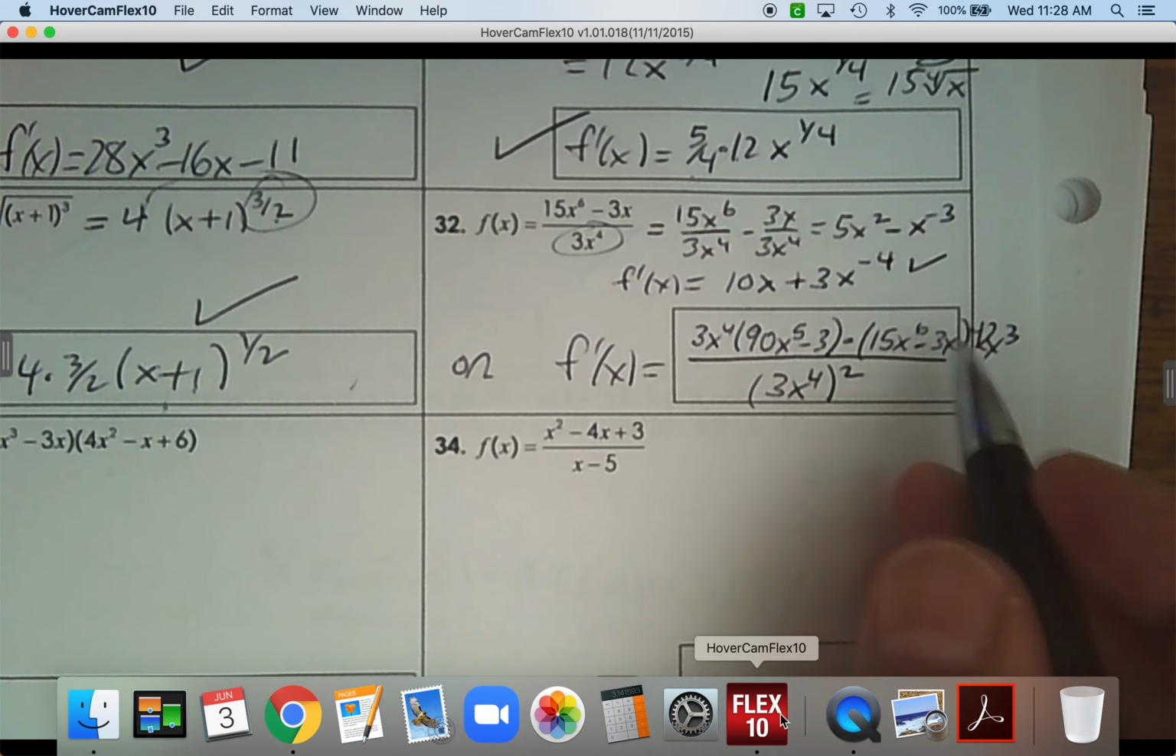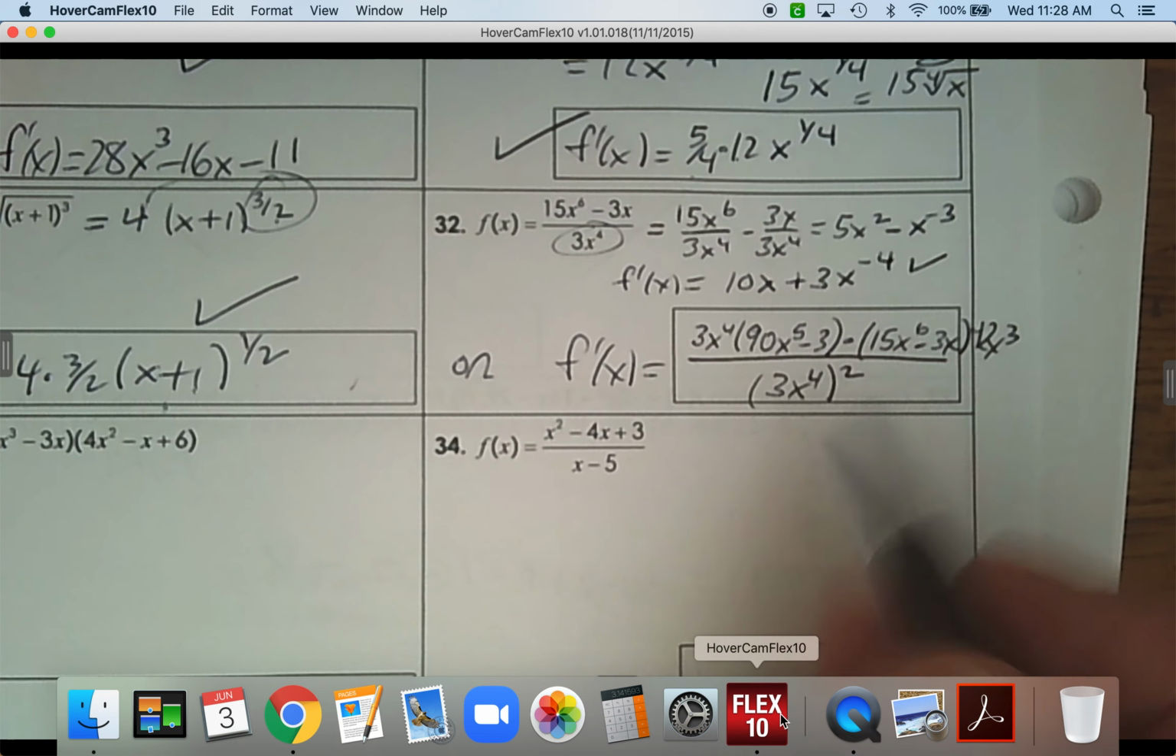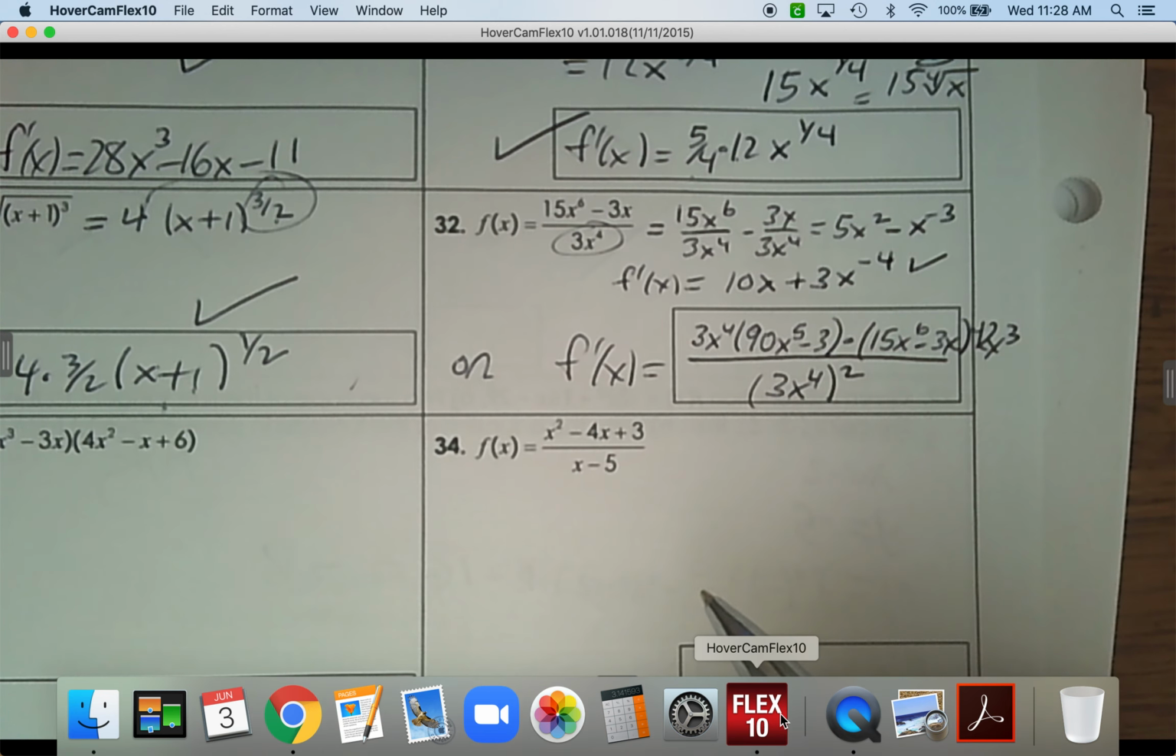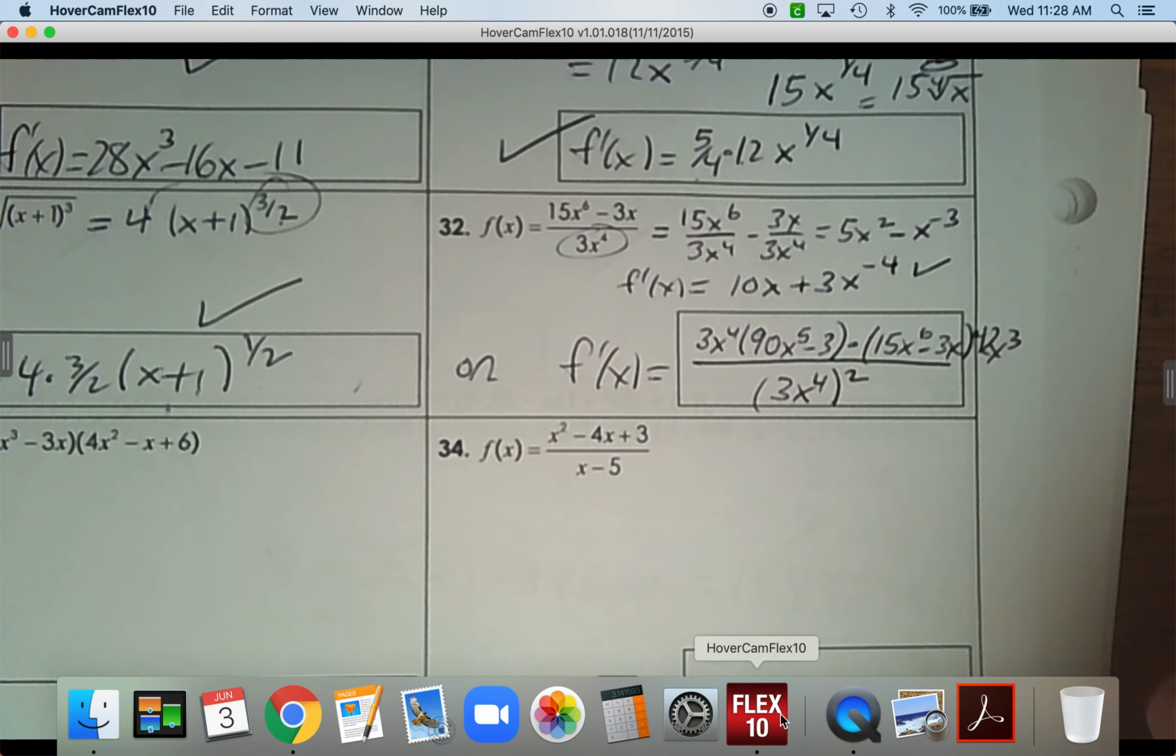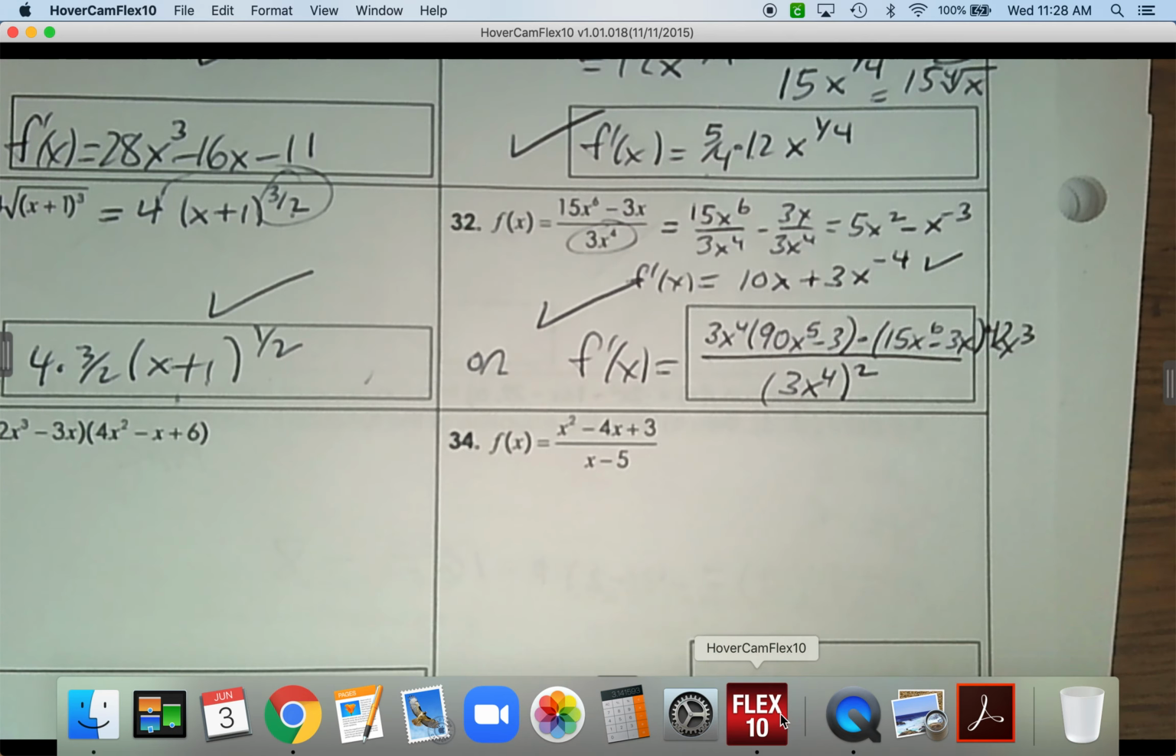Now, if you combined like terms and simplified it, you would get the same answer. So either way, and this is a times sign here, 2x cubed. So both would give you that check mark. 33.